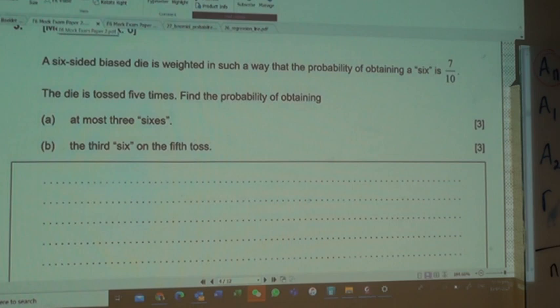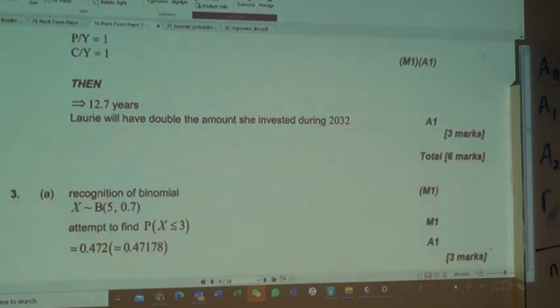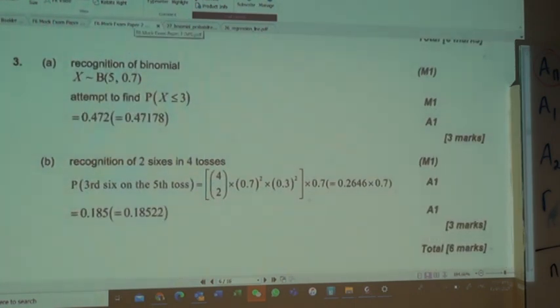A six-sided biased die is weighted in such a way that the probability of obtaining a 6 is 7 over 10. That's very biased indeed. The die is tossed 5 times. Find the probability of obtaining at most a 3. Now, this is a binomial distribution, isn't it? What they want you to know is also to recognize that it is binomial.